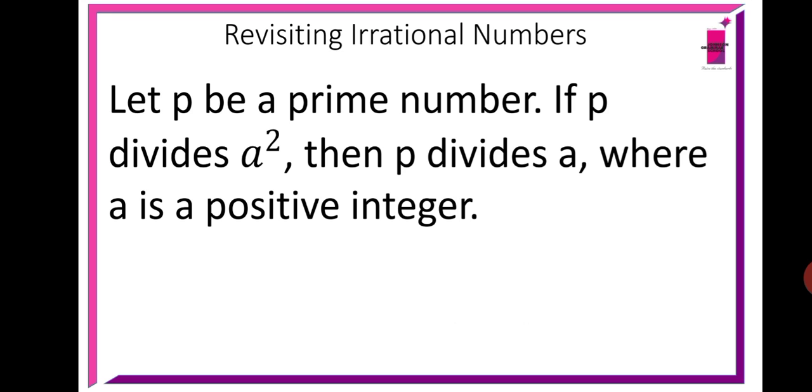Let P be a prime number. If P divides A square, then P divides A, where A is a positive integer. Once again I will repeat the statement: let P be a prime number, if P divides A square, then P divides A. This is a fundamental theorem of arithmetic. If you divide the square of any integer by a prime number and the remainder is 0, meaning it exactly divides, then it also divides that particular positive integer.